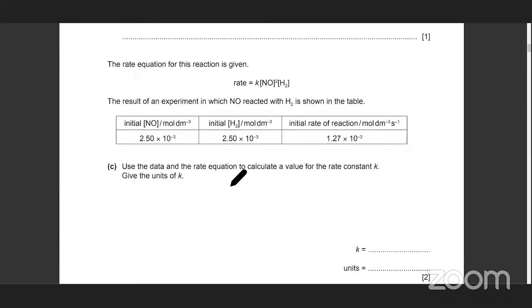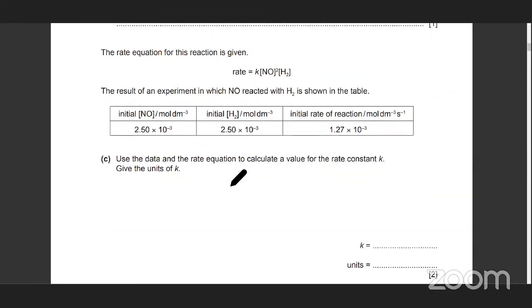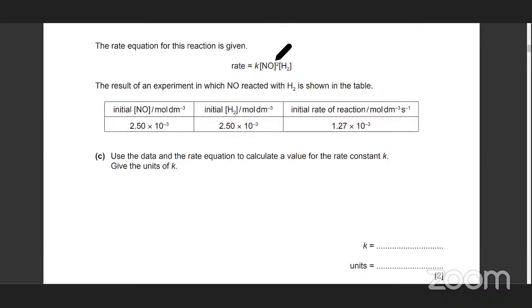Then they've given you a rate equation and they've given you the orders of the reactants. For H2 it's one. That indicates that the order is one, which means that it's directly proportional. If you increase H2 concentration, the rate would also increase proportionally. And for NO, the order is two, which means that if you double NO's concentration, the rate becomes quadruple, four times. If you triple it, it's going to become nine times.